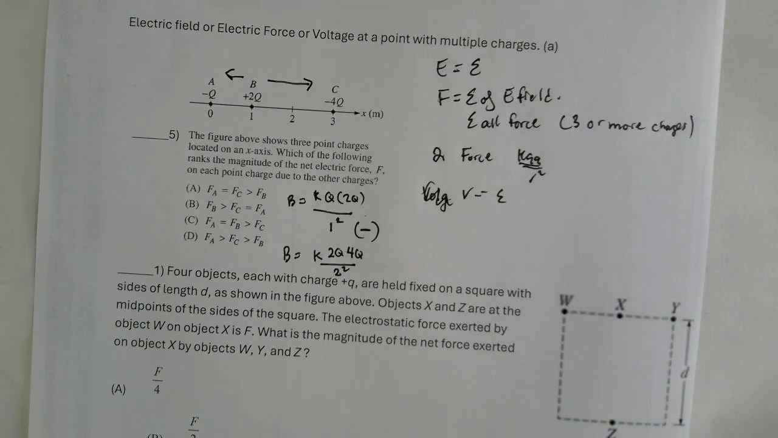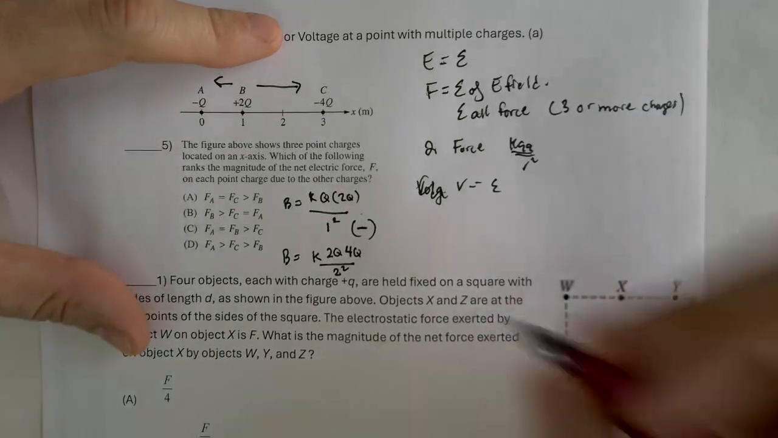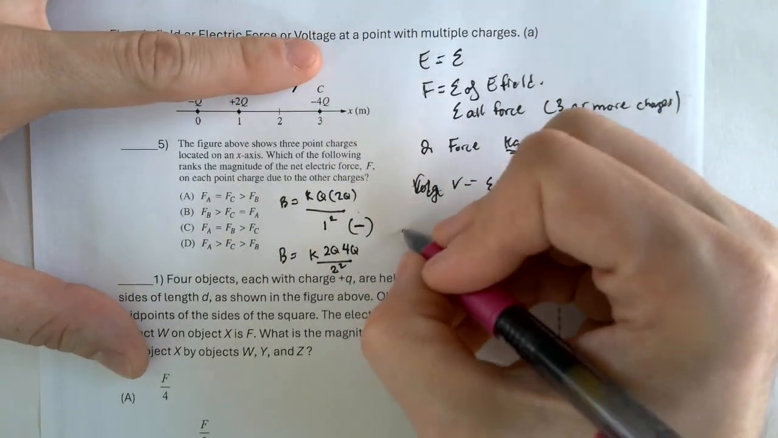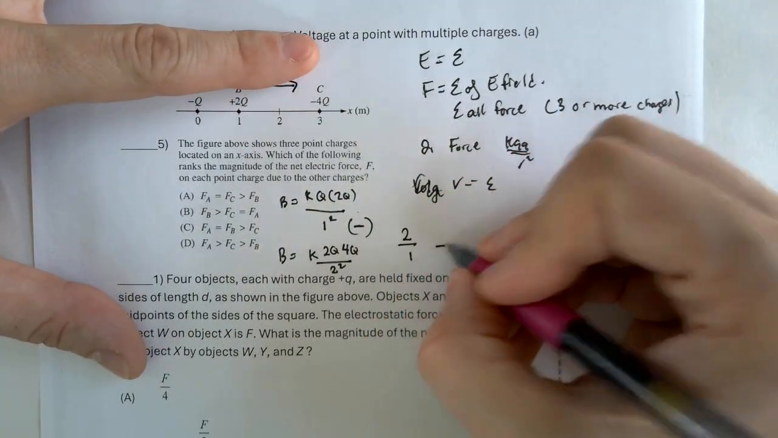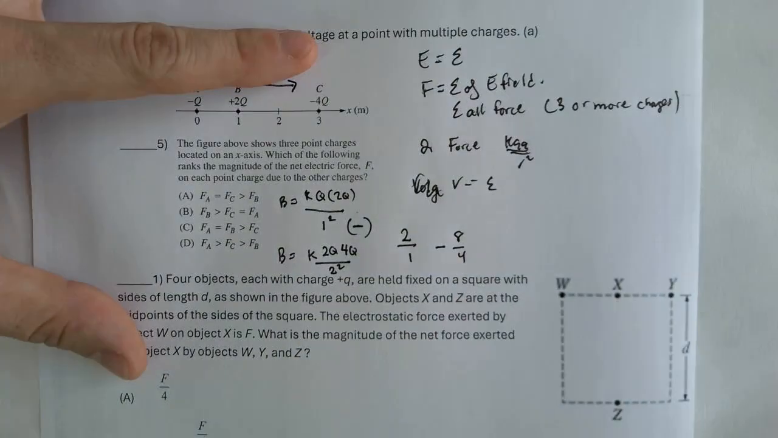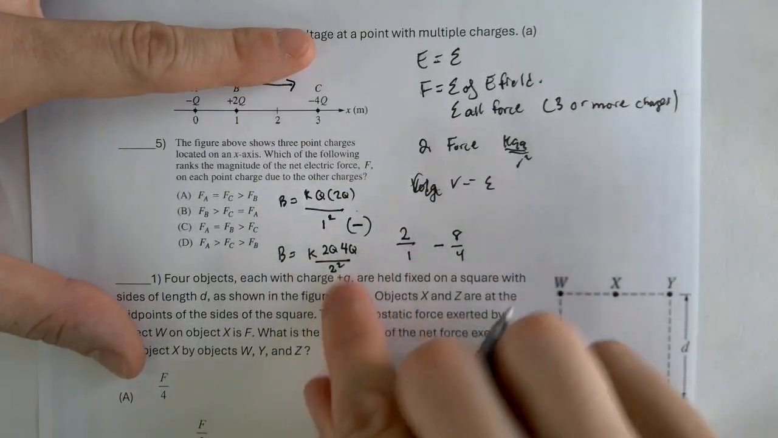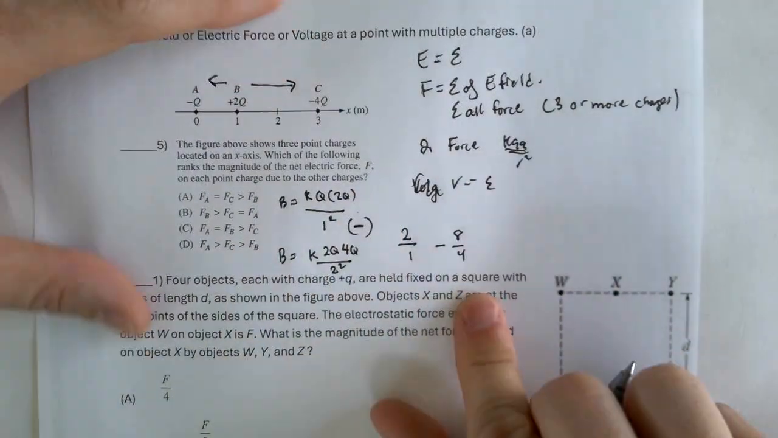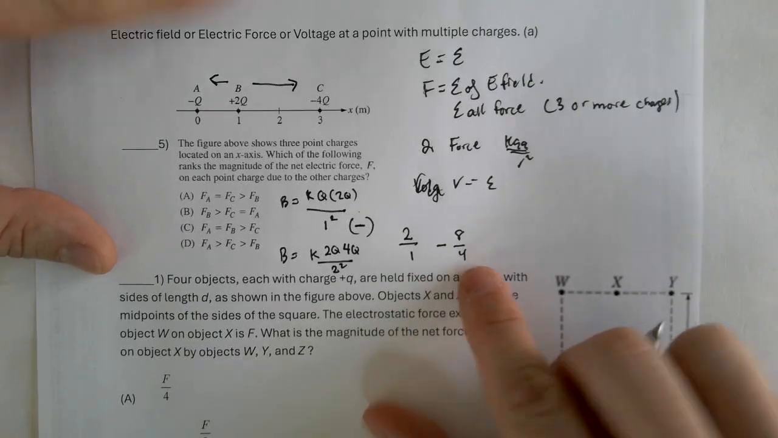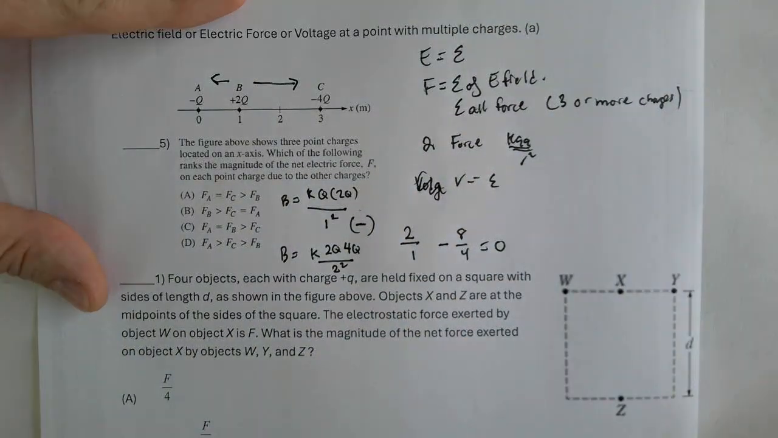You would take winner minus loser to get the net force. And that would end up equaling, I'm almost out of room, 2 over 1 minus 8 over 4. Right? 8 over 4. Yeah, 2 over 1 minus 8 over 4. Well, what is that? 2 over 1 is 2. 8 over 4 is 2. That has a net of 0.